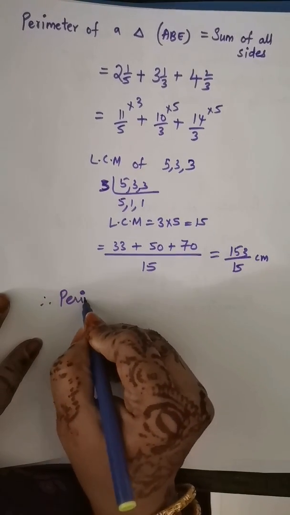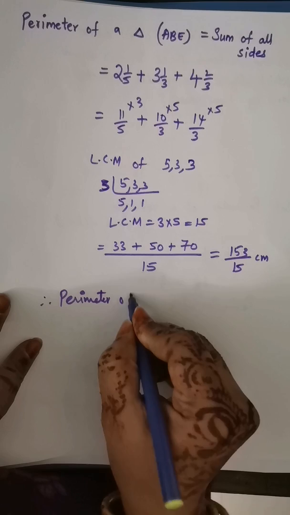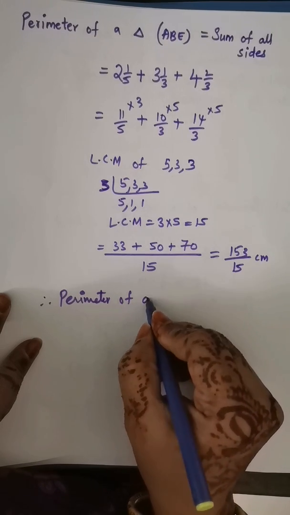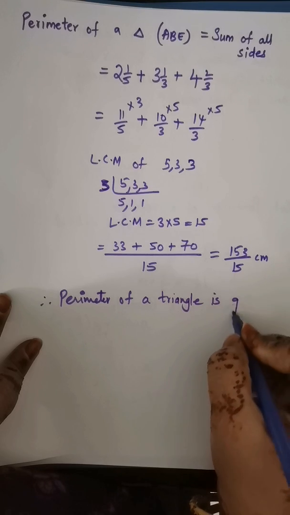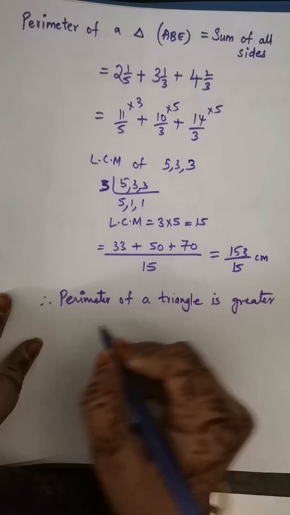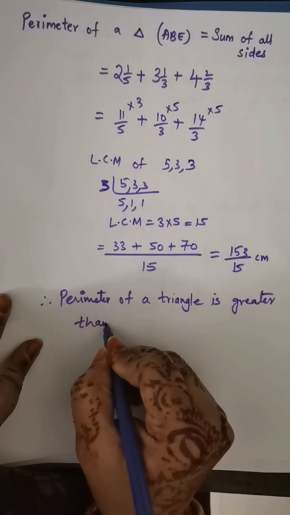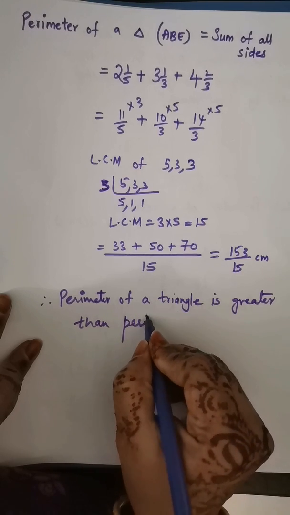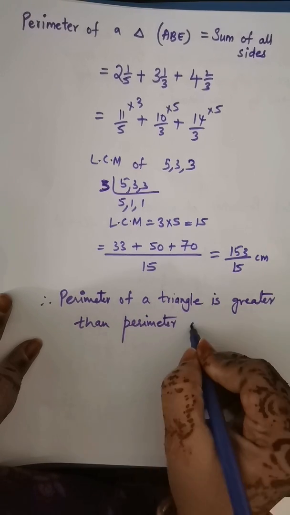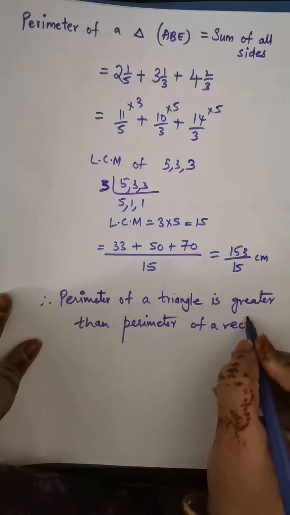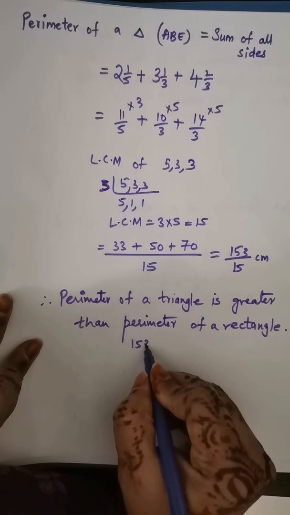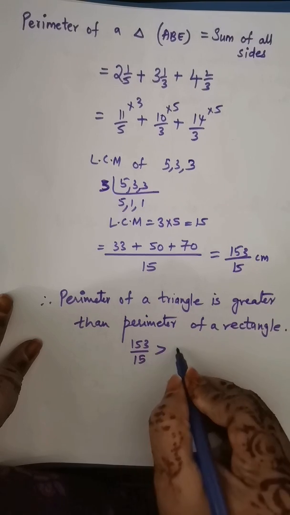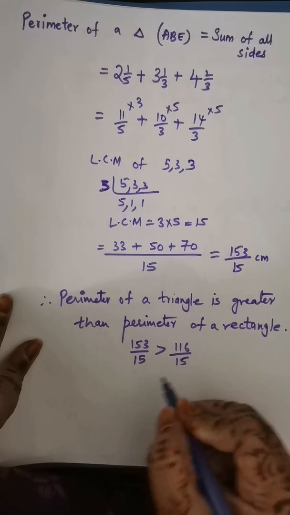Therefore, the perimeter of a triangle is greater than the perimeter of a rectangle. Okay, 153 by 15 is greater than 116 by 15.